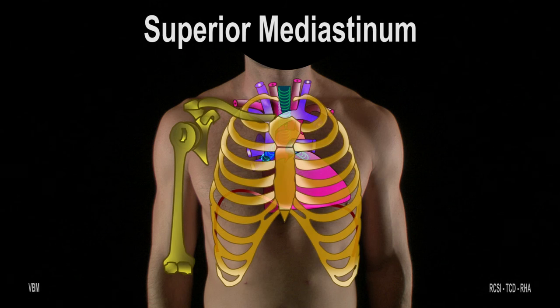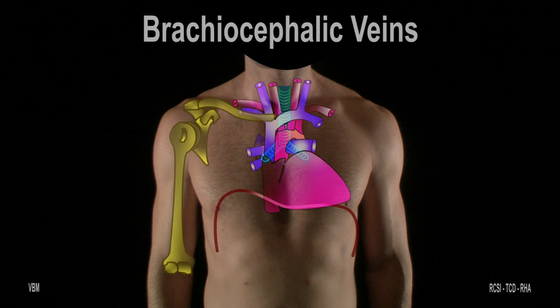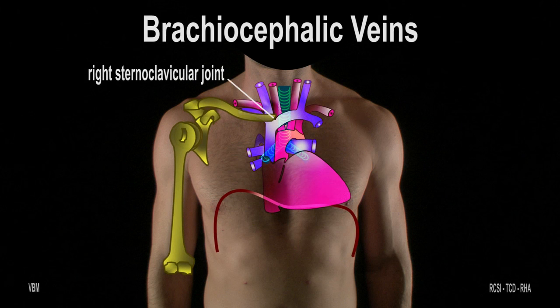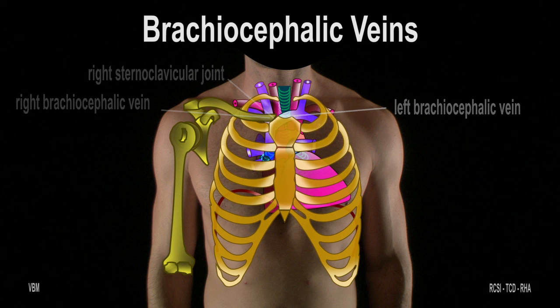Superior mediastinum. Surface anatomy. The superior mediastinum is located above the sternal angle of Louis. Outline the great vessels. Sternoclavicular joint. Formation of brachiocephalic veins. The left brachiocephalic vein runs obliquely from the left sternoclavicular joint to join the right brachiocephalic vein behind the first costal cartilage.